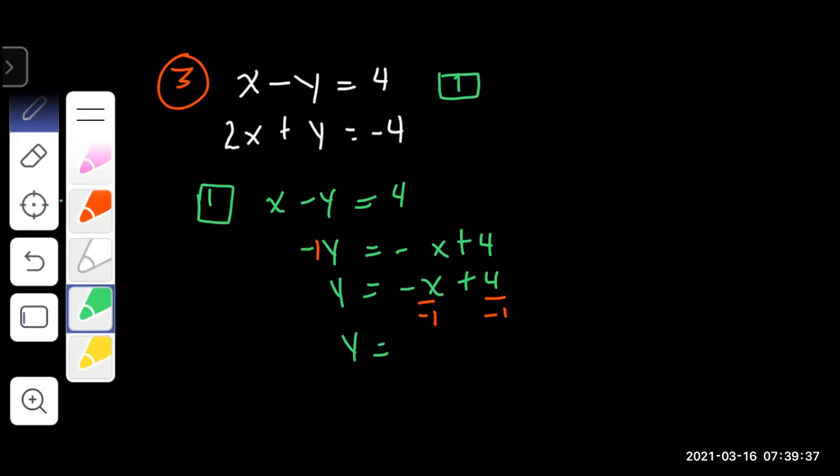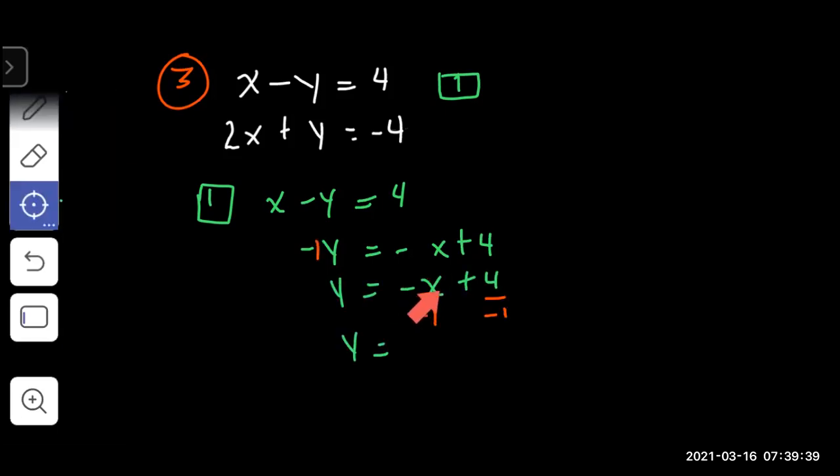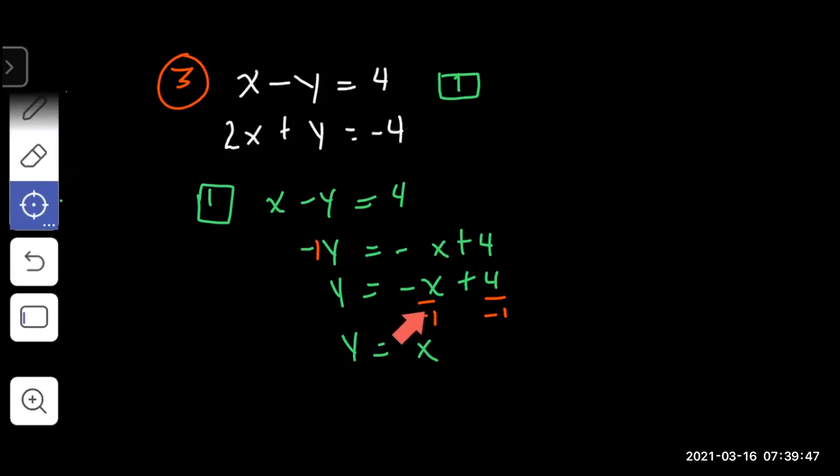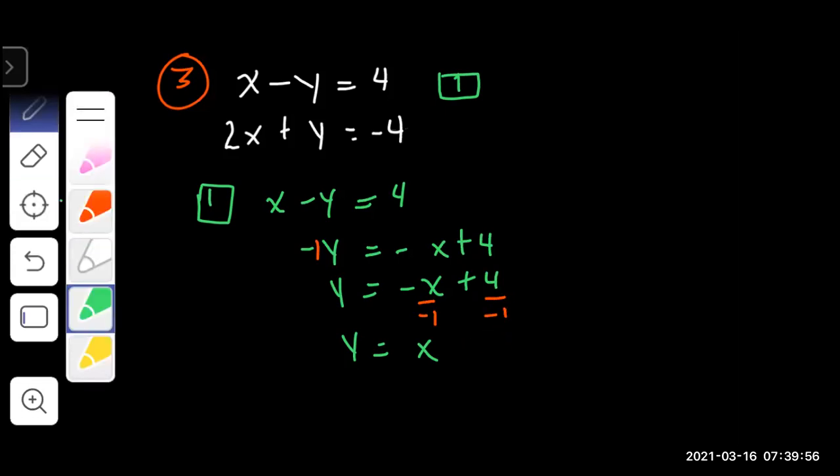Then let's simplify that. Take a look here. x divided by 1 is x over 1, or just x. Positive or negative? Negative divided by negative is going to be positive. And the other one, positive 4 divided by negative 1, is going to be negative 4. Okay, and we got it.